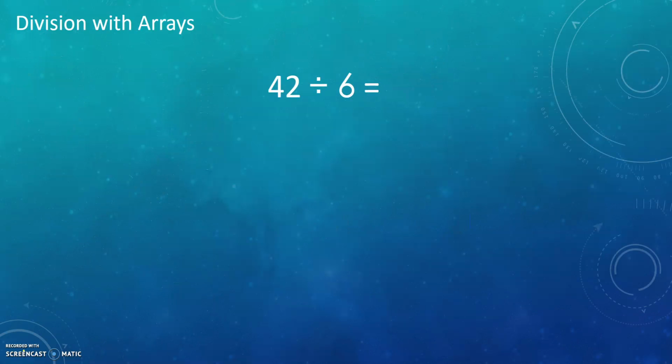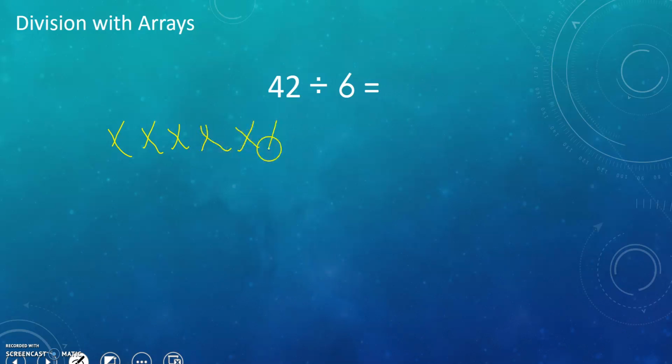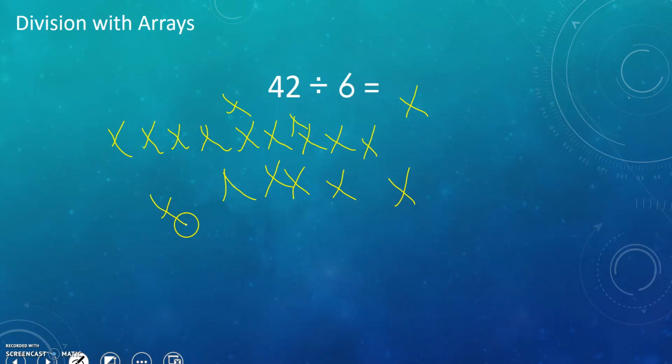So if I had 42 divided by 6, and I wanted to use our grouping strategy, I would sit down and I would draw 42 x's. 1, 2, 3, 4, 5, 6, 7, 8, 9, 10, 11, 12, 13, 14, 15, 16, 17, 18, 19, 20, 22, 23, 24, all the way up to 42. And I have a mess on my paper.